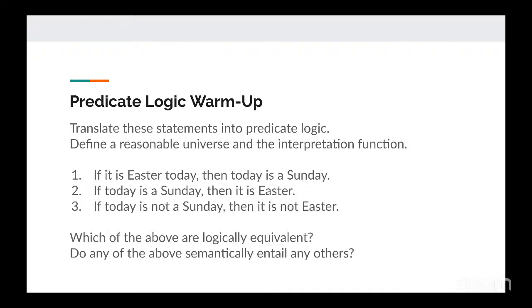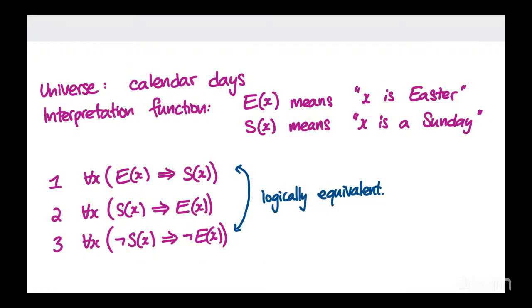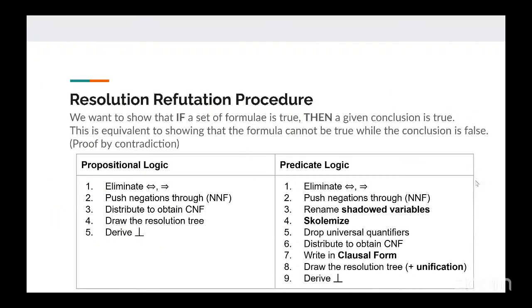So these were pretty much very similar to the previous ones, right? So our universe could be calendar days, and then we would define these predicates. E of x means x is Easter, S of x means x is a Sunday, right? And then it's just relating those three statements back. So now we have this quantifier, right? We're saying some sort of general rule, right? If today is Easter, then today is a Sunday. So for all calendar days, if it's Easter, then it's a Sunday. Okay, so let's move to the next slide.